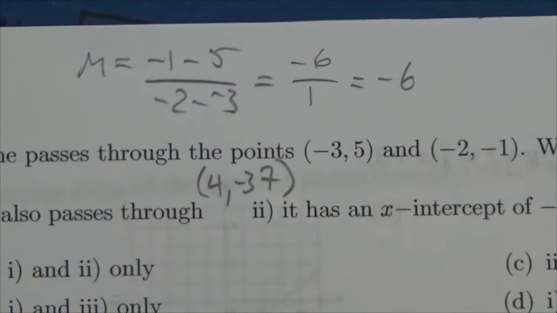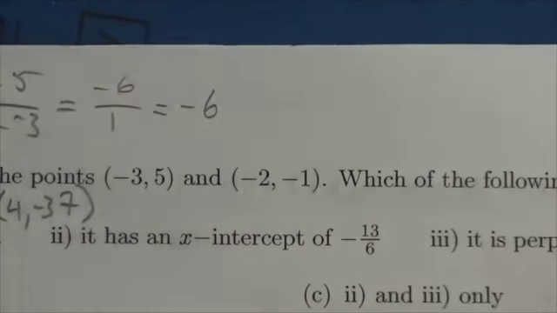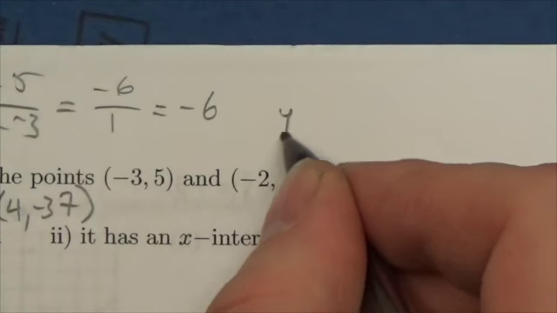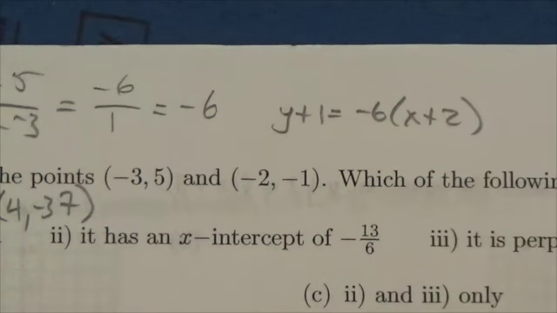Now, we can put that immediately into point slope form, I guess, might be the easiest thing to do. Let's choose this point right here. So point slope form would look like this: y plus 1 is going to equal negative 6 times (x plus 2).